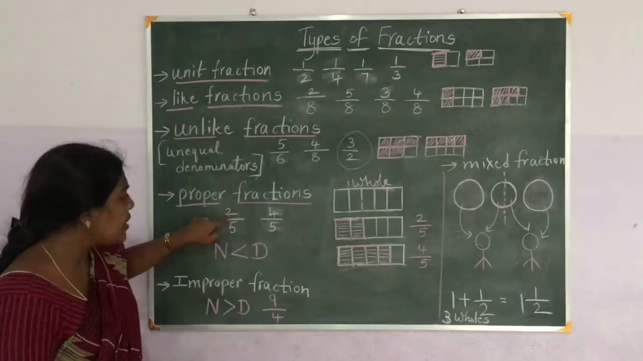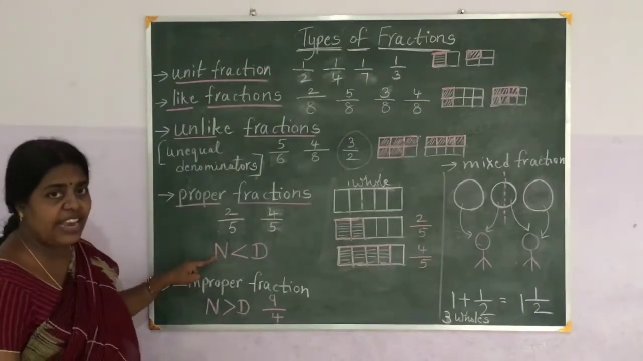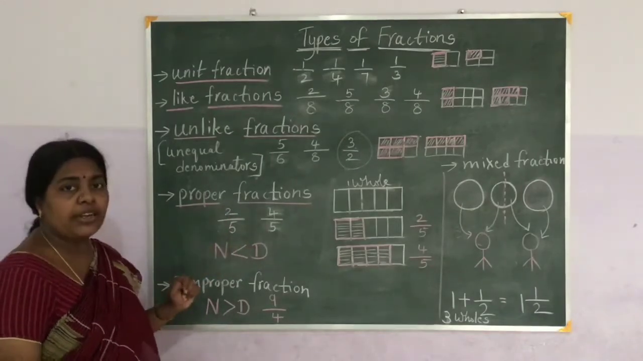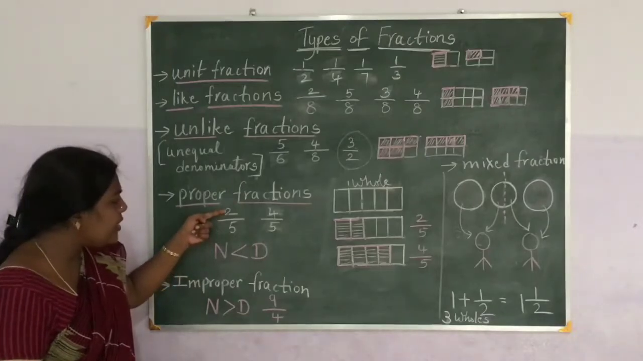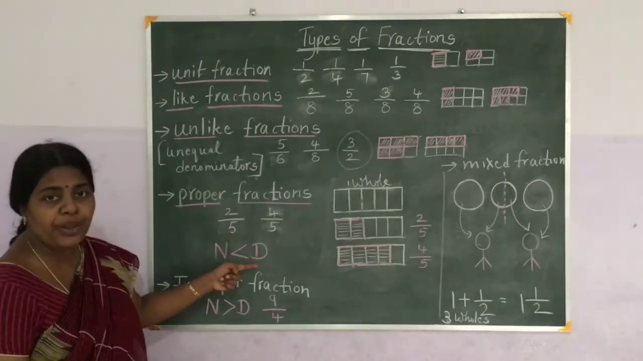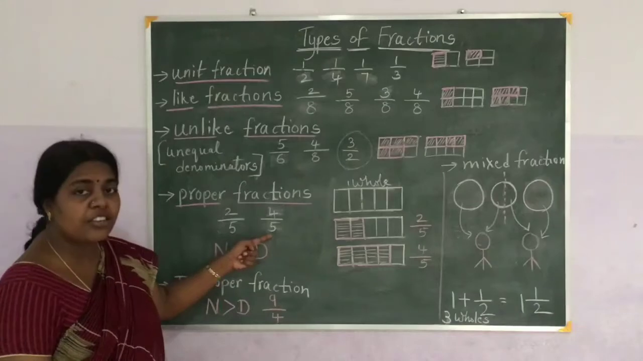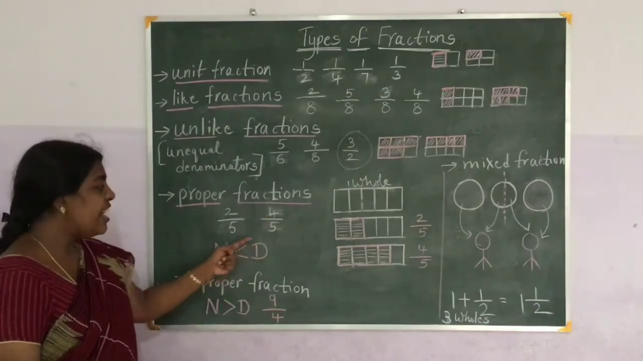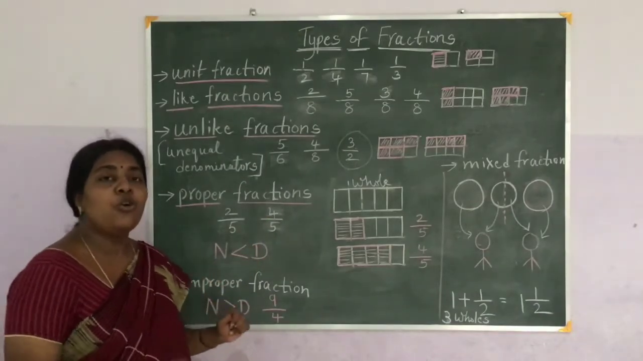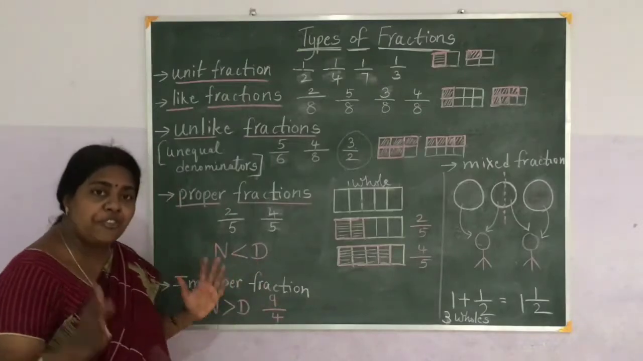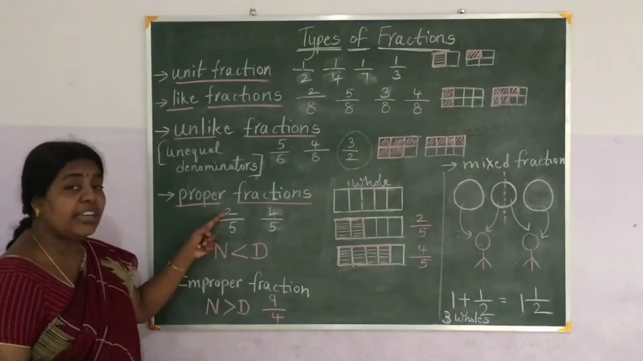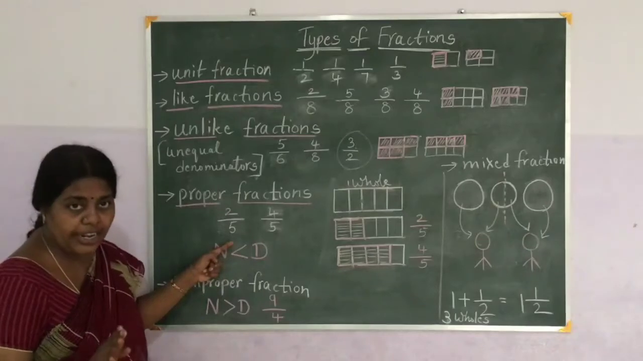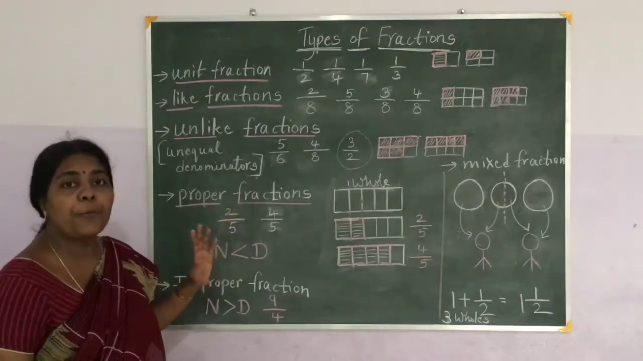So here, if you see, the numerator means n, and the denominator. Here the numerator is less than the denominator. In the second fraction also, the numerator is less than the denominator. So the fractions in which the numerator is less than the denominator are called proper fractions.